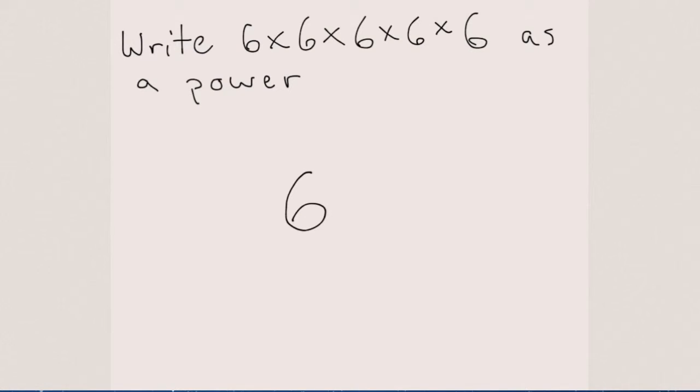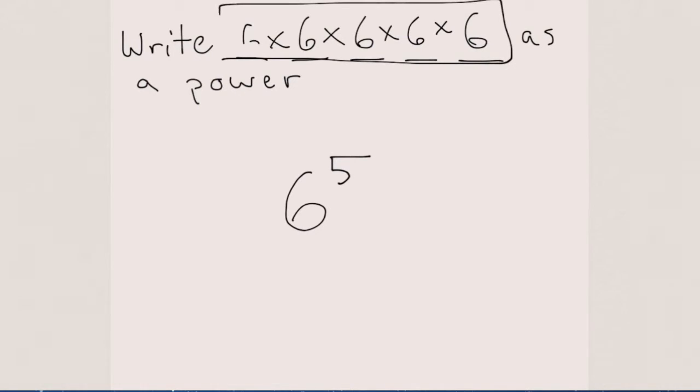Now I've got to figure out what the exponent is, this missing number that should go right there. So I know that the exponent is how many times it's being multiplied. So I count how many 6's I have. 1 6, 2 6's, 3 6's, 4 6's, 5 6's. So that means I'm going to go to the fifth power. I just wrote this numerical expression right here as a power. 6 to the fifth power.